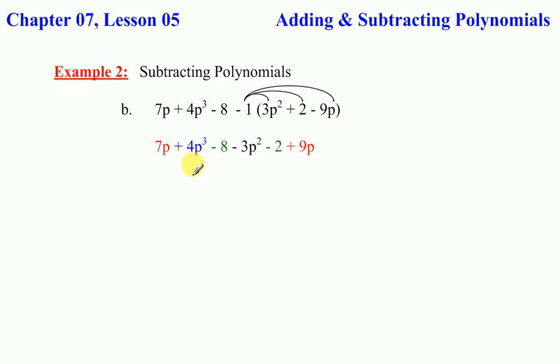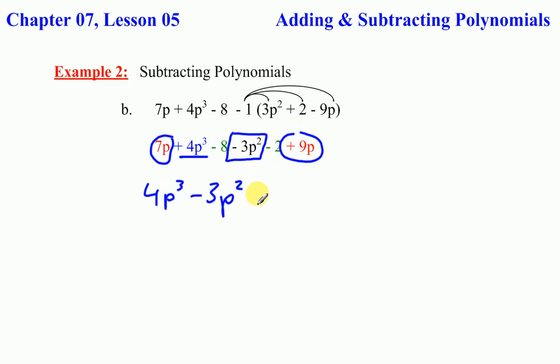I look for like terms. I notice, okay, there's my 4p to the third power and no like terms. So I leave that, 4p to the third power, then 3p squared, negative 3p squared, no like terms, so leave that as it is. And then 7p and positive 9p, add those up, we get 16p. And then finally, negative 8 and negative 2 gives me negative 10.